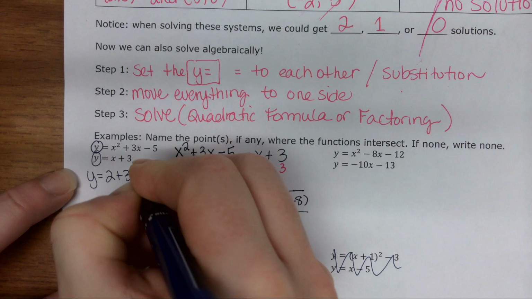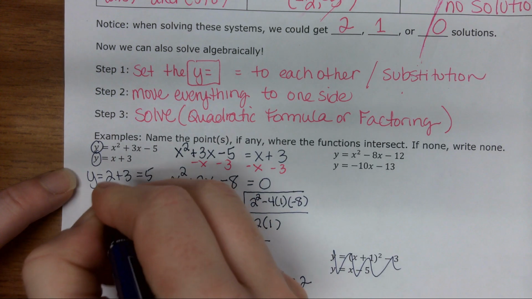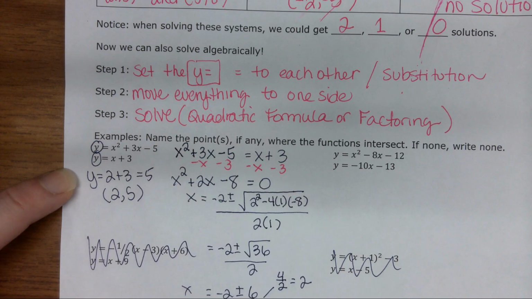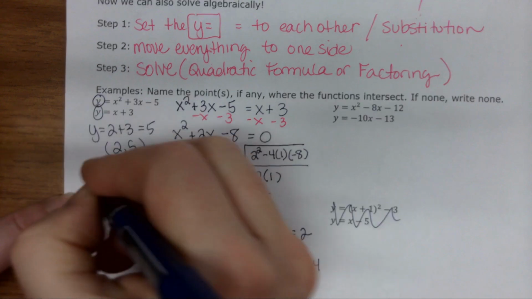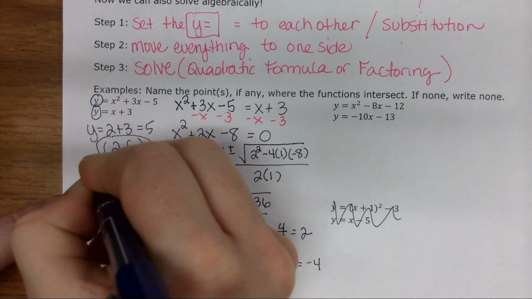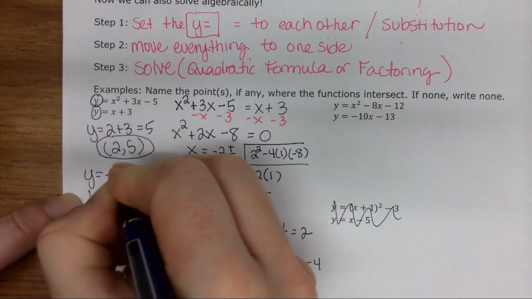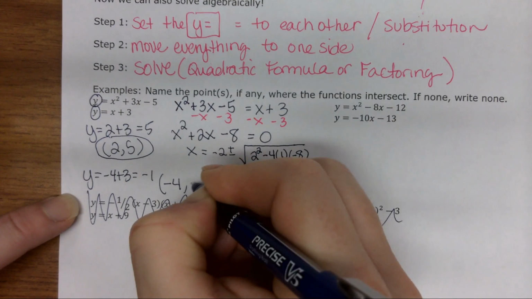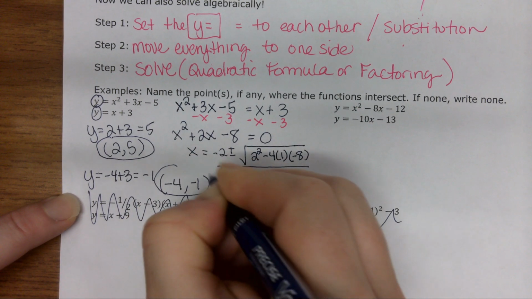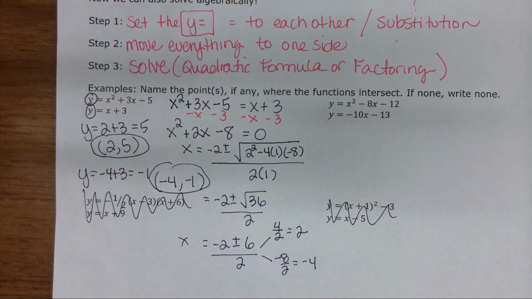And you get 5. Let's write it as an ordered pair. This meets at 2, 5. Plug -4 in. So that's one of my solutions. y equals x plus 3. -4 plus 3, I get a -1. So the other ordered pair is -4, -1. So how many times do these meet? 2. Okay, that took us 3 minutes and 12 seconds. It isn't bad.